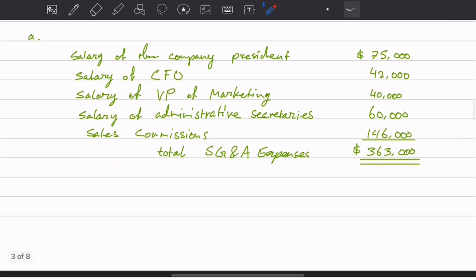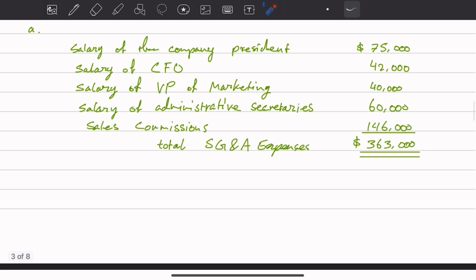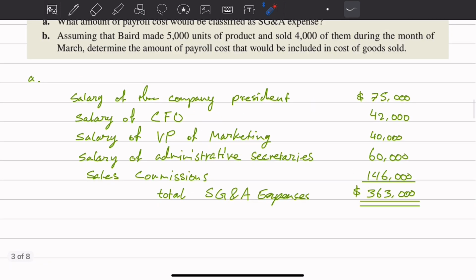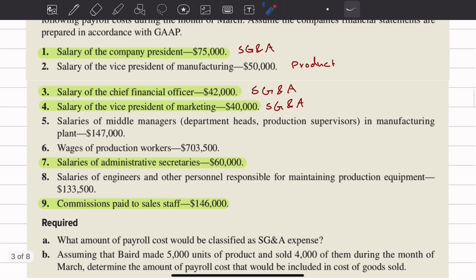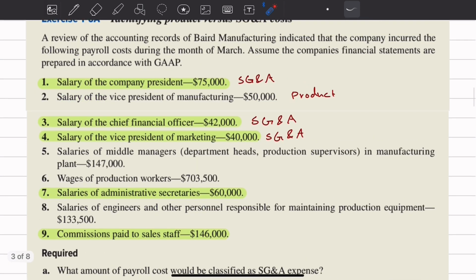So there's a couple of things that we need to do here. We need to first determine what was the total product cost, and then we need to specify how much of that product cost relates to the amount of products that were actually sold. Okay. So now I'm going to go back to the expenses or the costs that we have here, and this time I'm only going to consider the ones that I did not highlight, because these are the ones that relate to the product cost.